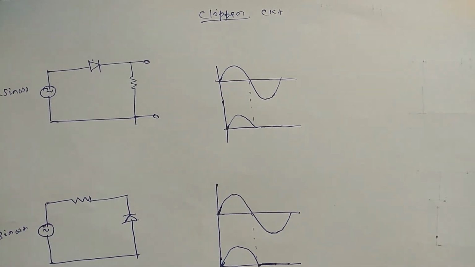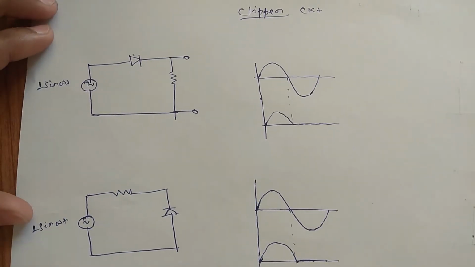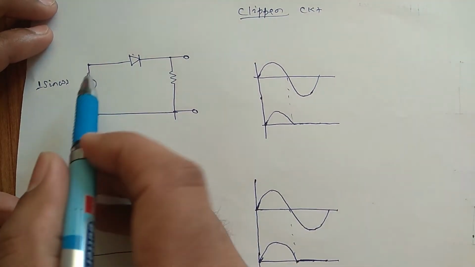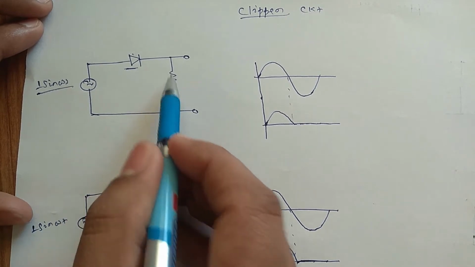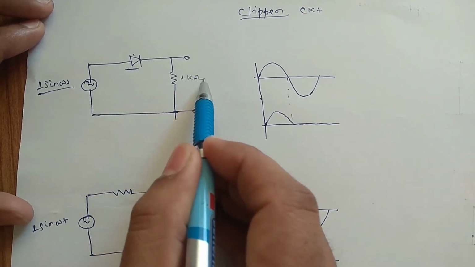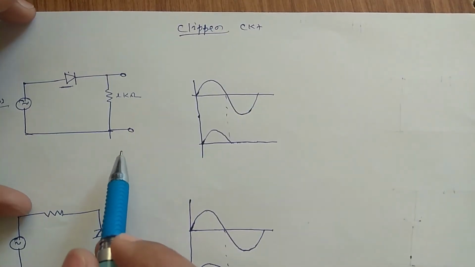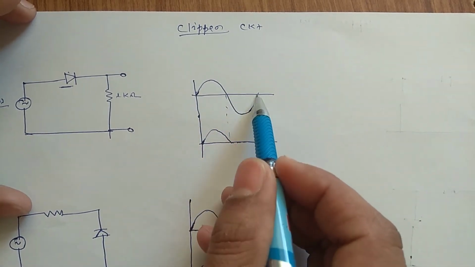Hello student, today we are going to learn about the Clipper circuit. Now if you see the circuit we have taken, we are applying 1 sin omega t, this is your diode, a practical diode, and this is a 1 kilo ohm resistance. Now if you want to see the output, this is the 1 sin omega t that we have applied.